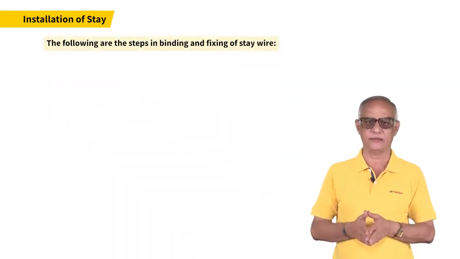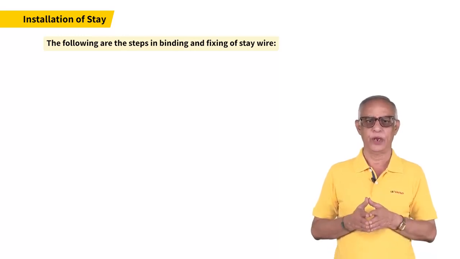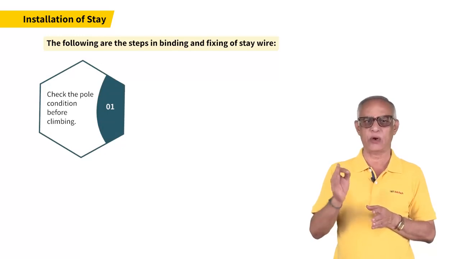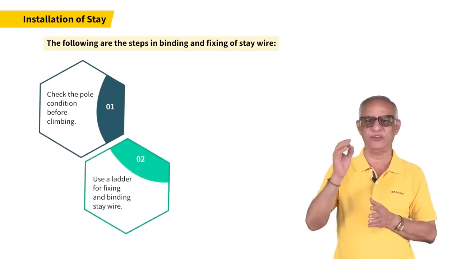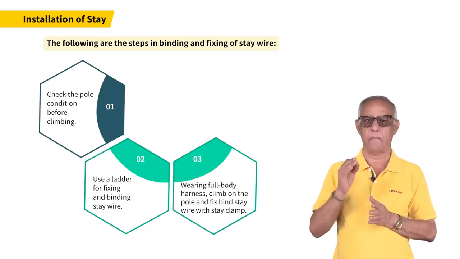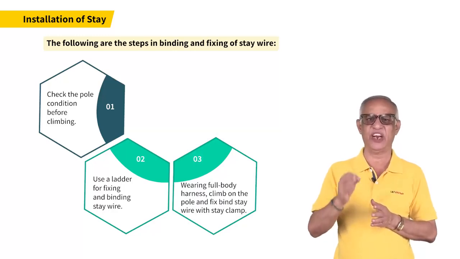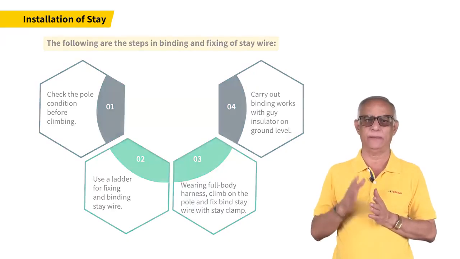Now let us discuss the steps in binding and fixing of stay wire. Check the pole condition before climbing. Use a ladder for fixing and binding the stay wire. Wear a full body harness, climb on the pole and fix the stay wire with the stay clamp. Carry out binding works with a guy insulator on ground level.